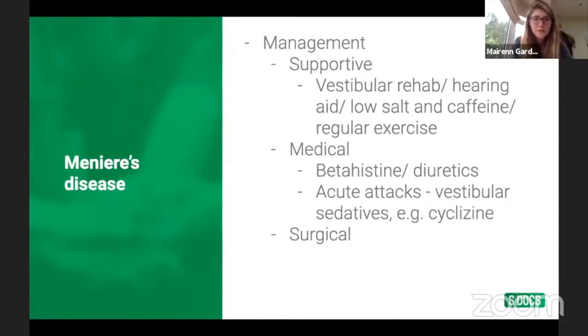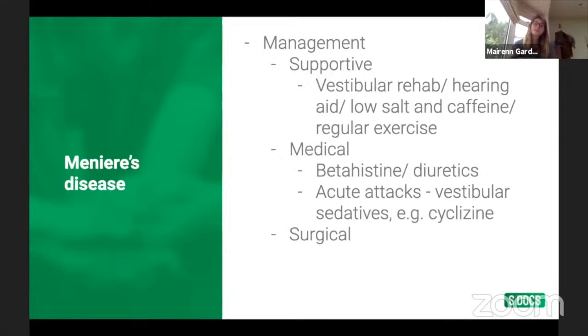In order to manage these patients, you can do supportive treatment. So there's something called vestibular rehab to try and help improve their symptoms. Hearing aids might help with their hearing loss. Also, a low salt and caffeine diet and regular exercise have been shown to be really effective in helping to treat these conditions. Betahistines and diuretics can be used for these patients. The diuretic that you want to use is bendroflumethiazide.